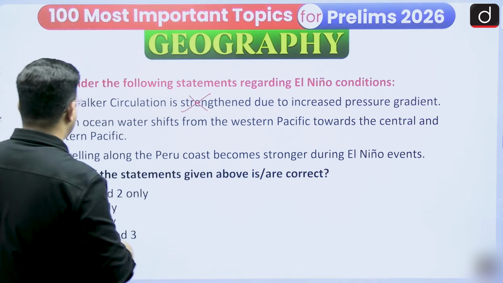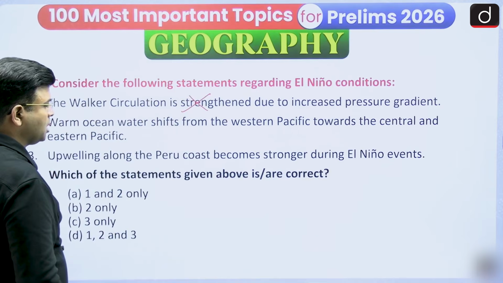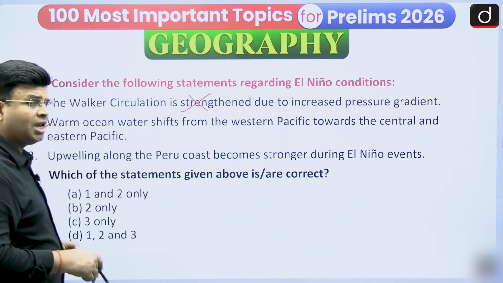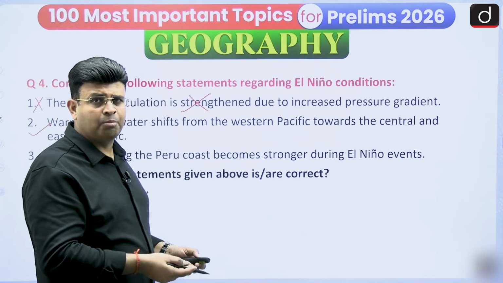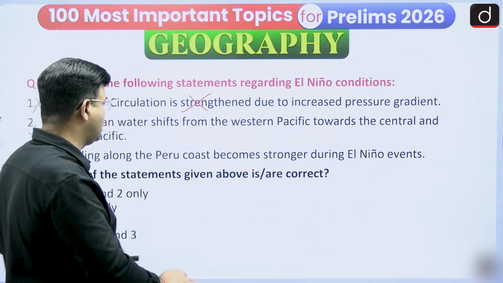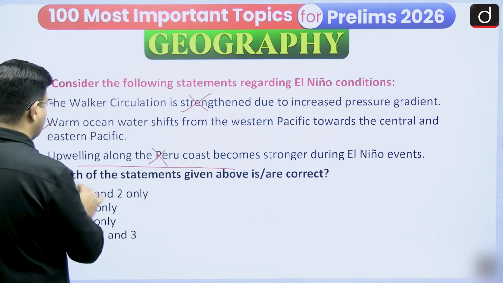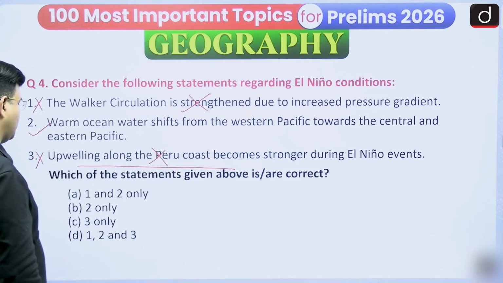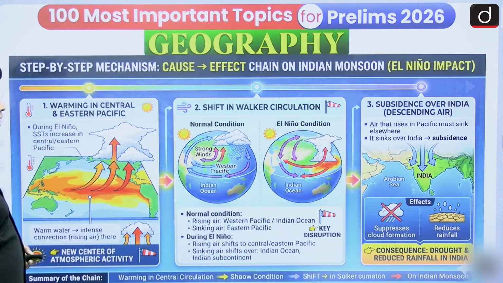year. And another one, upwelling along the Peru coast becomes stronger during El Nino. When the El Nino water is there, it is warm water in the Eastern Pacific, so upwelling will not take place, it will suppress the upwelling. So upwelling along the Peru coast does not happen. So this statement is wrong. So we can say that option B, 2 only, is correct.